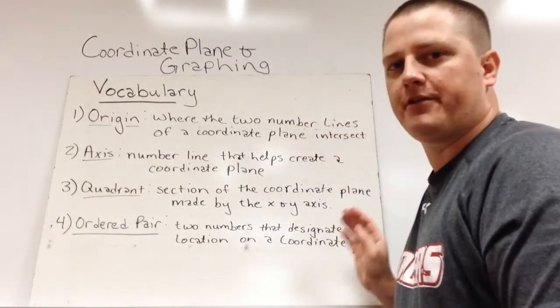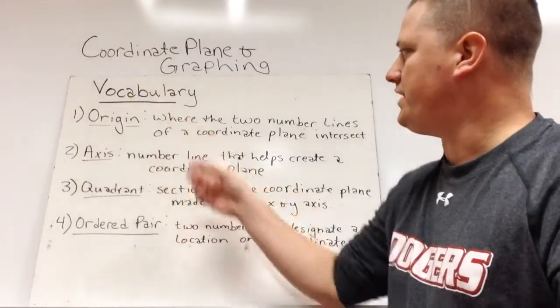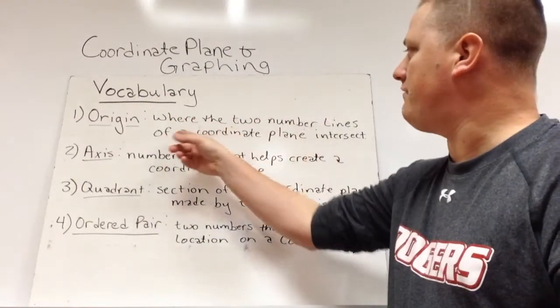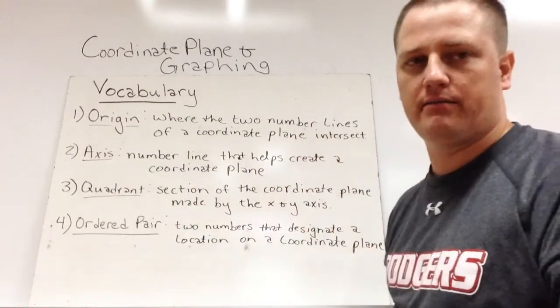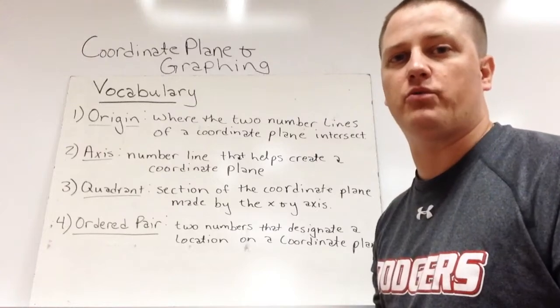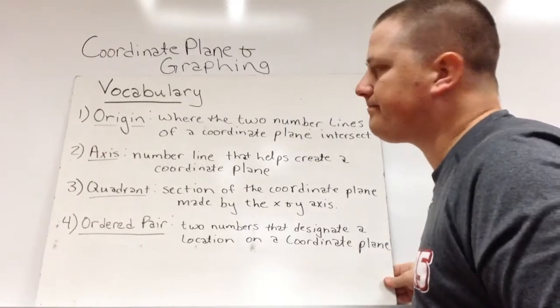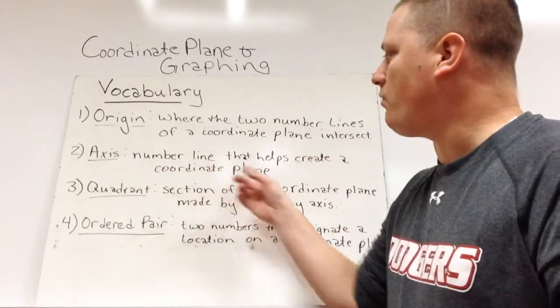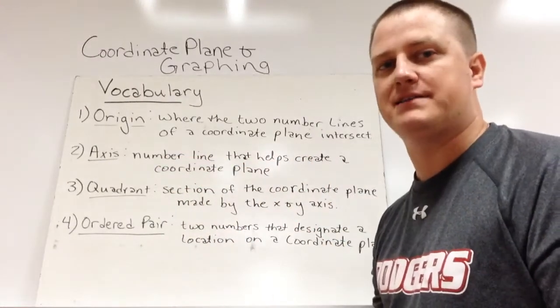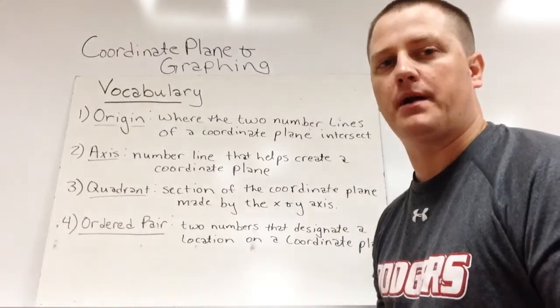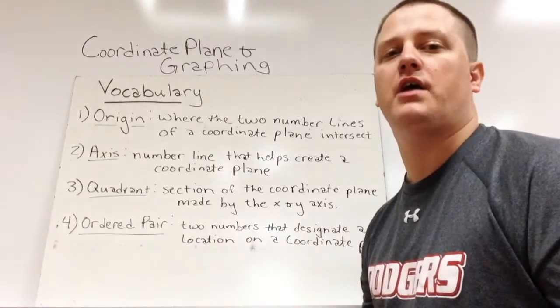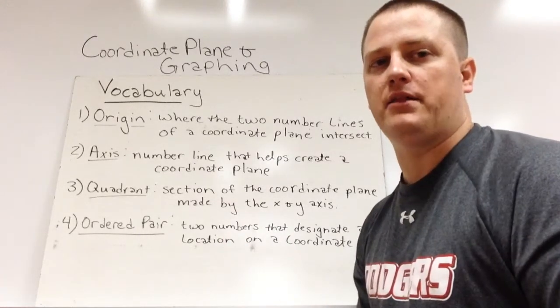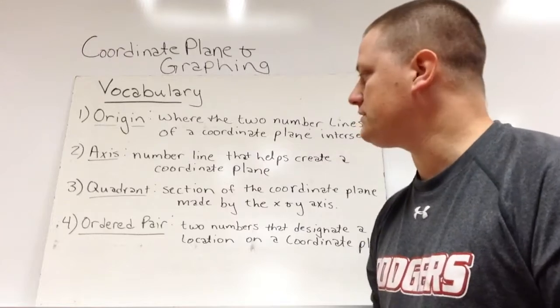The vocabulary for this lesson is origin, where two number lines of a coordinate plane intersect. So basically where the two number lines will cross. Axis, number line that helps create a coordinate plane. There are two axes in a coordinate plane, one horizontal and one vertical. They're what create the coordinate plane for us.